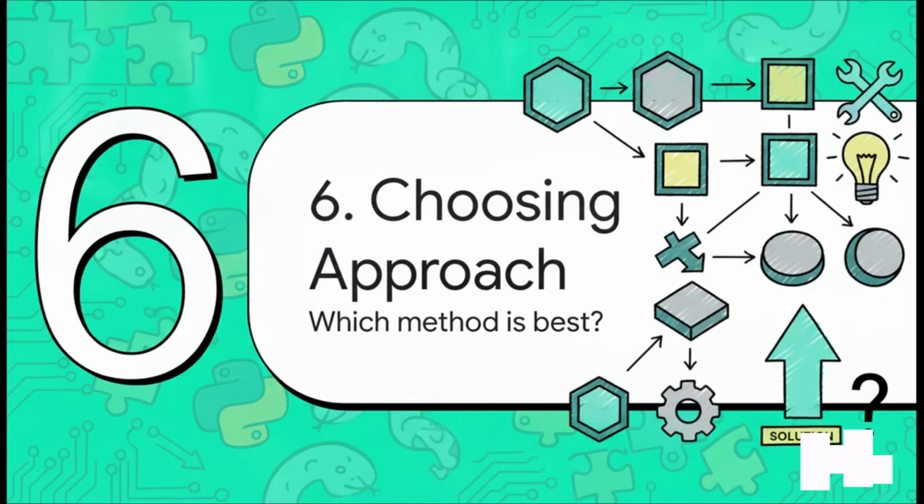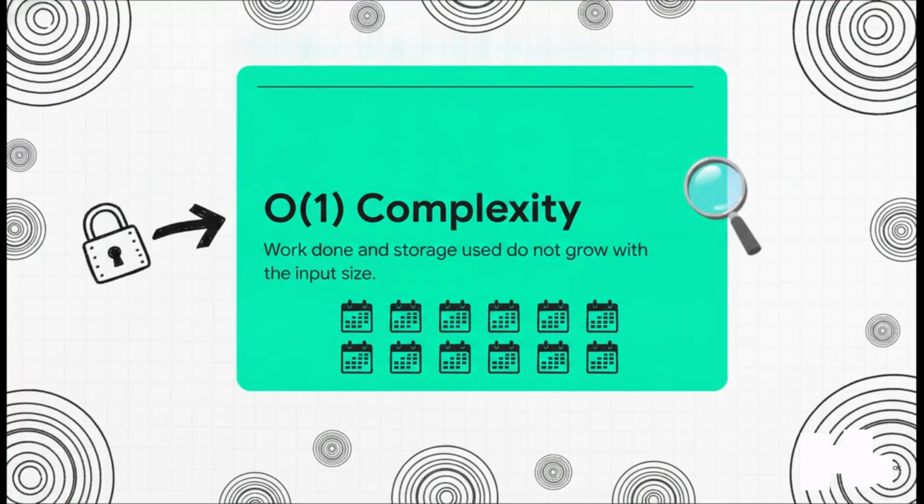Section 6, choosing the right approach. Okay, so how do we synthesize all this? We need to talk about efficiency, which software engineers call big O notation. Don't let the term intimidate you. O(1) complexity simply means that the amount of work the computer does and the memory it hogs does not grow, no matter what you input. Because there are only ever exactly 12 months in a year, our operations here don't scale into infinity. The input domain is strictly capped.